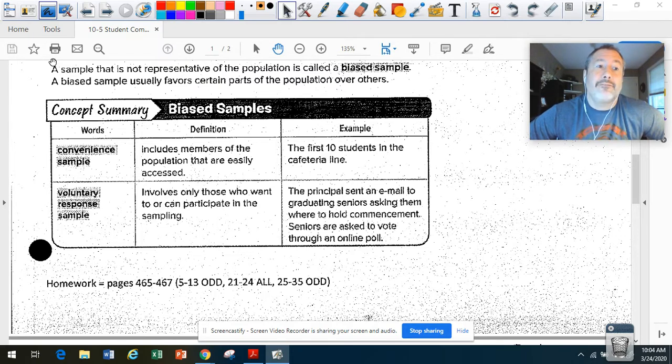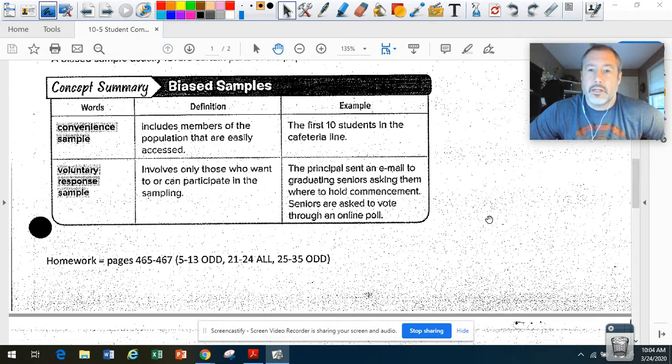And also we have voluntary response sample. This is also a biased sample. It involves only people who want to or can participate in the sampling. Okay. The principal sent out an email to the graduating seniors asking them to hold commencement. Seniors are asked to vote through an online poll. So basically, only the ones who want to volunteer will do it, because those are the ones who have the strongest opinions on things. So that right there is a biased type of sample.